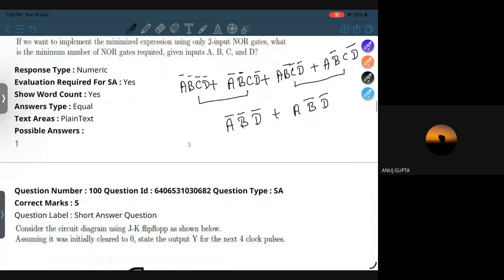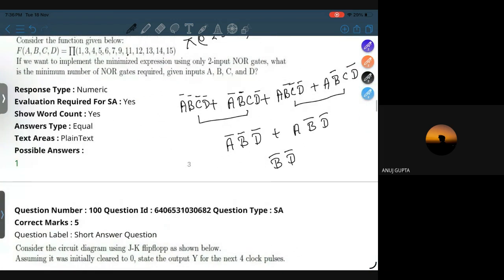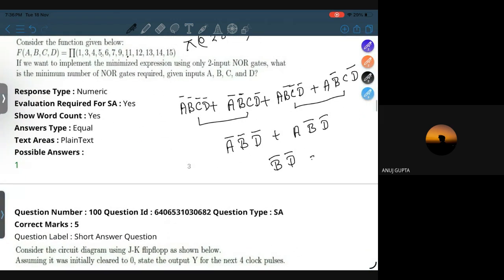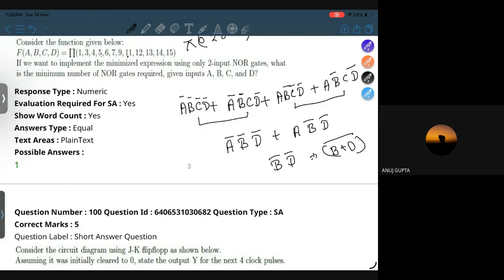And if we reduce this also, we will get B complement D complement, and we can write this in another form, that would be B plus D to the whole complement, which is basically a simple NOR. So we can just feed B and D here.